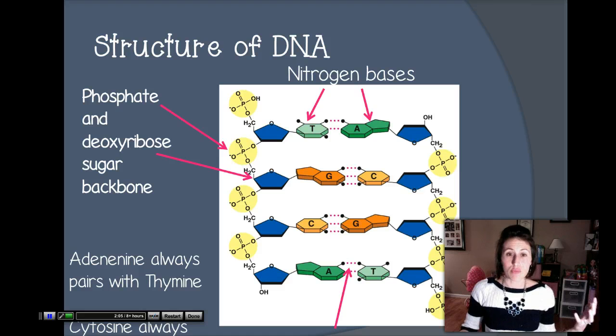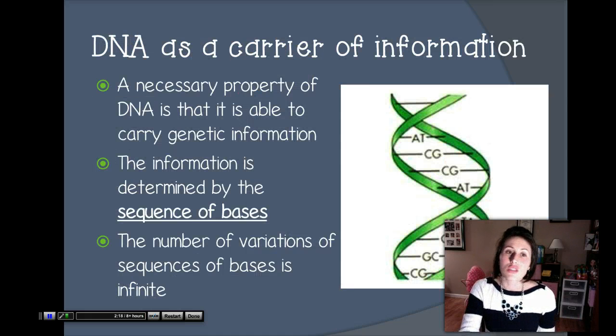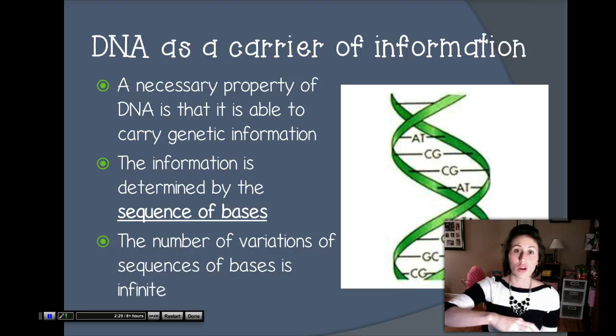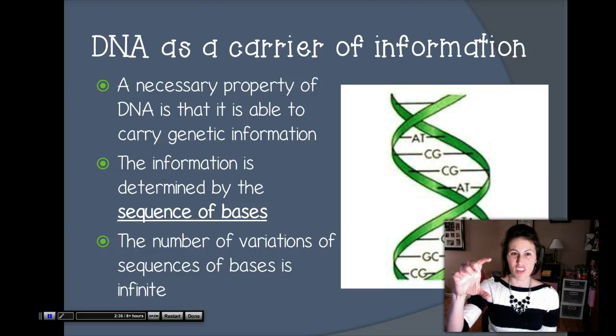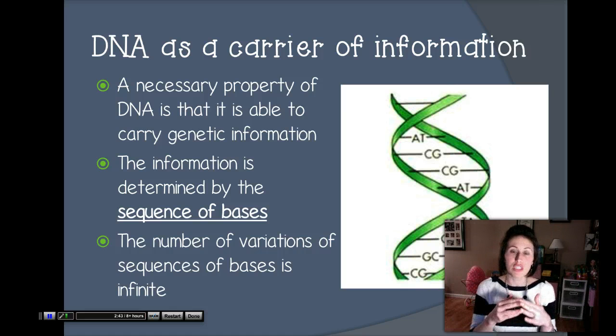Little flashback, because it's really important that you remember and understand that in order to understand how proteins are made. Because where do the directions for proteins come from? Well, DNA, of course. All right, so DNA is a carrier of that information. A necessary property of DNA is that it carries the genetic information. It carries the instructions for all of who you are. The information is determined, remember, by the sequence of the bases that are found within that gene. And the number of variations of the sequences of bases is infinite, okay? Part of it depends on how big that gene is, so how many bases are contained within that gene, and then the sequence of those bases within that gene structure.